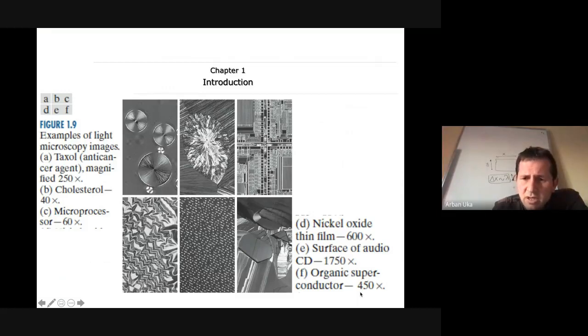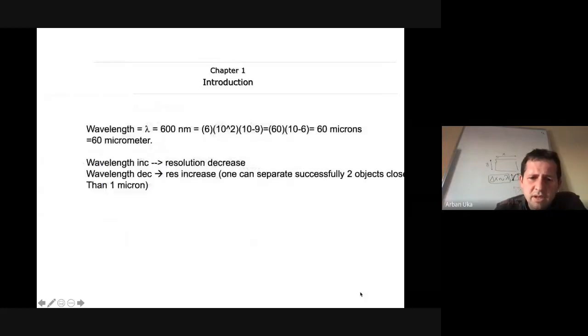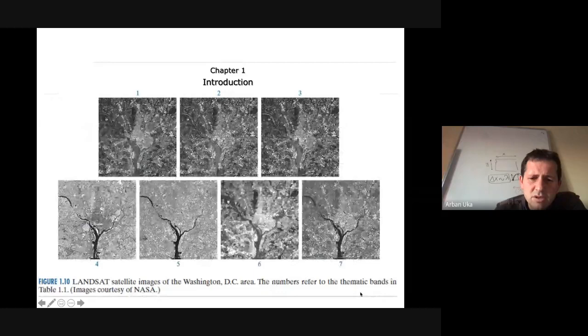We have a nickel oxide thin film, 600 times magnification. The surface of an audio CD, if we magnify it by 1,750 times, that's what we see. Organic superconductor, 450 times, that means a magnification of that order. Here we see some satellite images of the Washington, D.C. area. At this stage, these images are not anymore in the visible range, but we are moving into larger wavelengths.